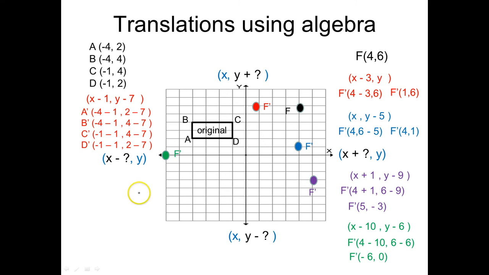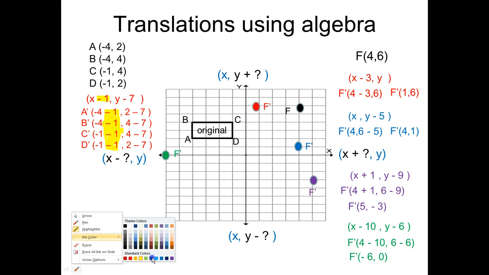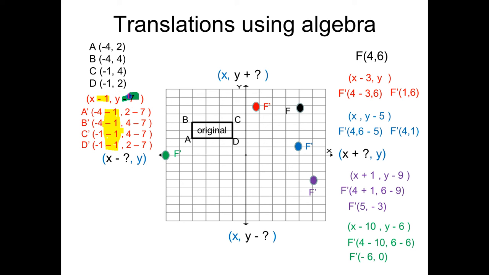Recall here that what we're doing is on each of the x coordinates, this told me to take each of my x coordinates and subtract 1. So this is where this negative 1 comes from. I've taken each of my x coordinates and minus 1. In the y direction, it says to take each of your y values and minus 7. And that's why there's this minus 7 here, because we had to take each of the y values and take away 7.